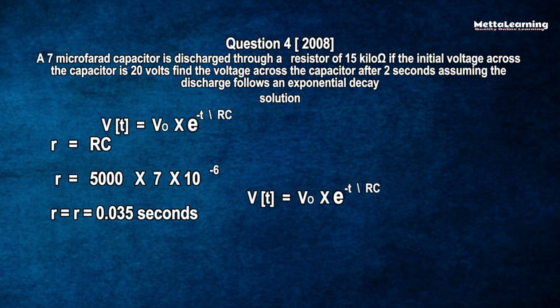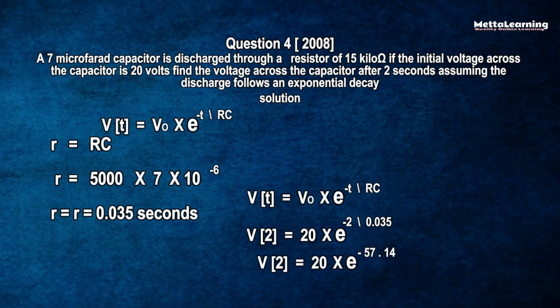Then we can now plug this into our formula, which is V(t) equals V naught times e raised to the power minus t all over RC. So that will be V(2) equals 20 times e raised to the power minus 2 all divided by 0.035 seconds. And when we multiply this together, we'll be having approximately 20 times e raised to the power minus 57.14 as our final answer.